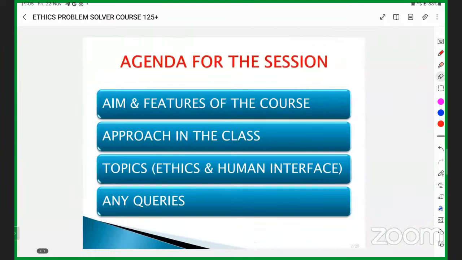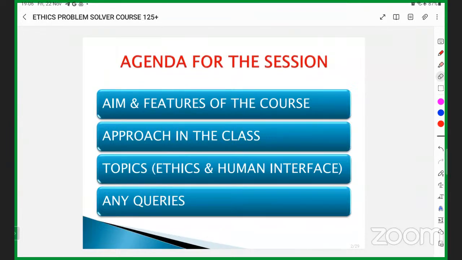Now, moving forward to the agenda for today's session, I've divided the session into four parts. Firstly, we will talk about what the aim and the features of the course are. Then I'll throw some light on what the approach is going to be in the subsequent classes. Post that, we will discuss a few topics, primarily from topic number one of our syllabus, ethics and human interface. We will start from the basics. What are values? What is morality? What is ethics? How is morality different from ethics? And post that, we'll do the determinants of ethics and a few other topics if the time permits.